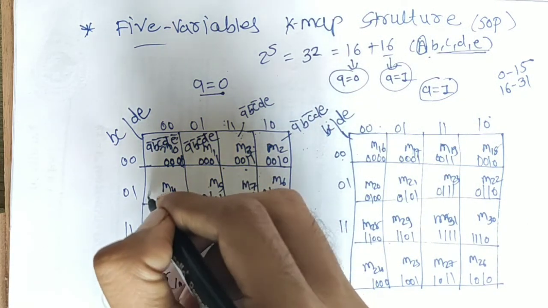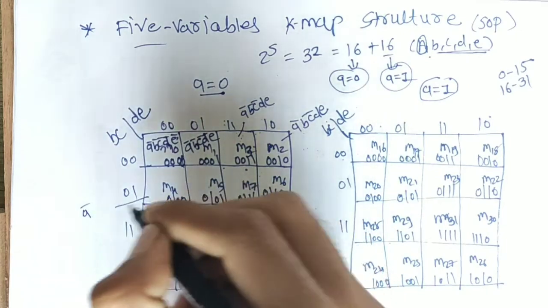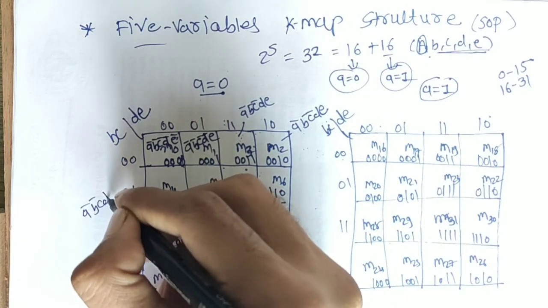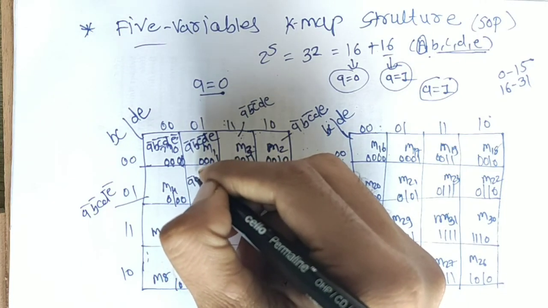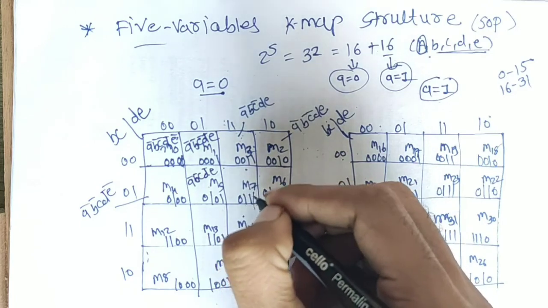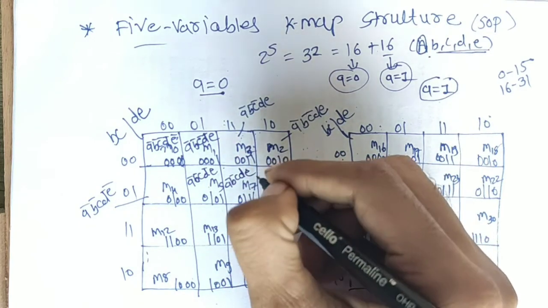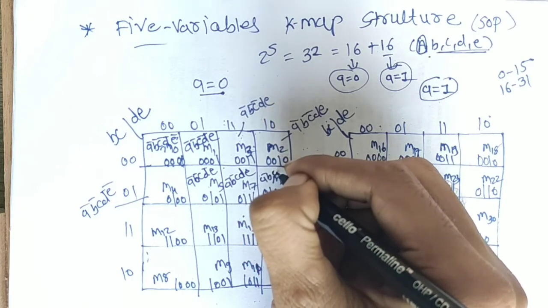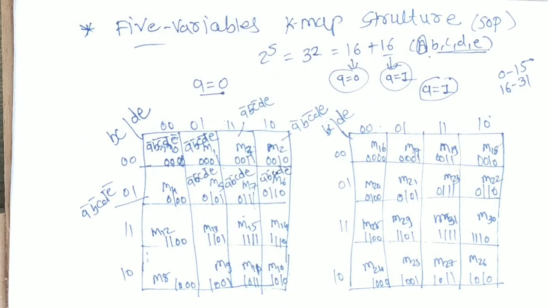So here the address of this one is A bar, B bar, C, D bar and E bar. Here is A bar, B bar, C, D bar and E. Here A bar, B bar, C, D and E. Here A bar, B, C, D and E bar. Like that, right? So we can represent each and every value of address.